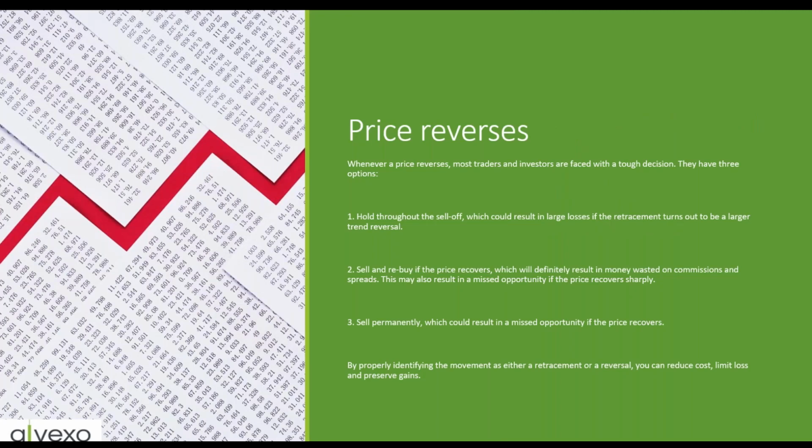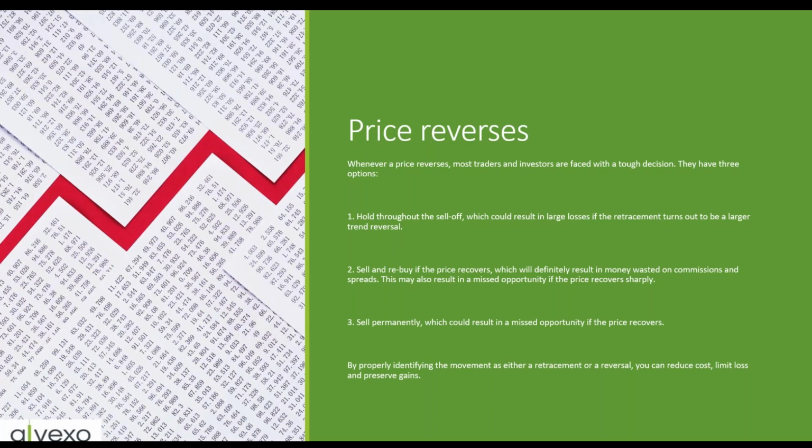But the fact is, when price reverses, or you're not sure whether it will reverse or retrace, you only have three choices. You can only make one of three decisions. But we don't want to make the wrong decision. So we can hold throughout the sell-off, which could result in large losses if the retracement turns out to be a much larger trend reversal.